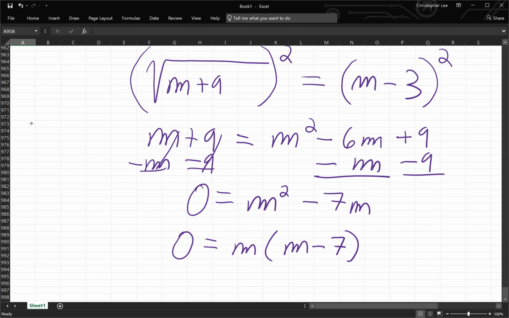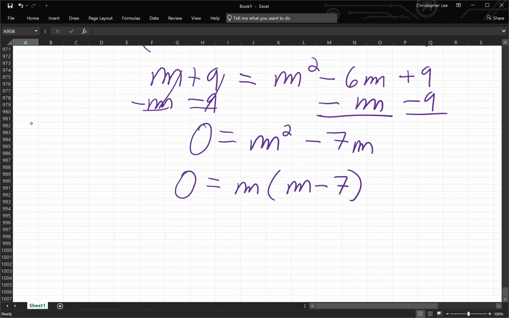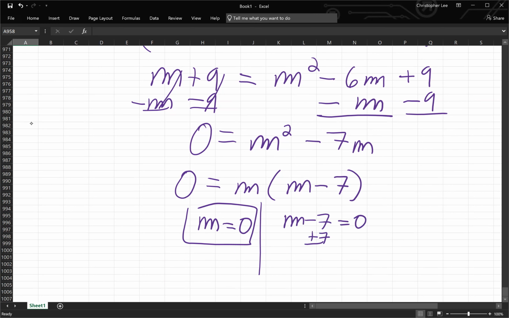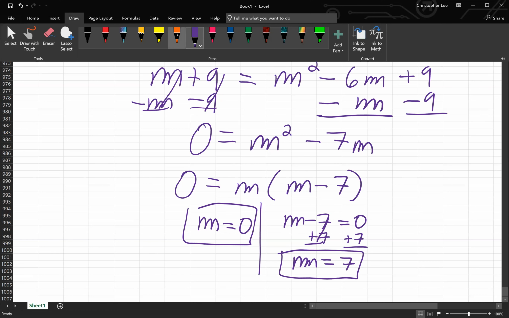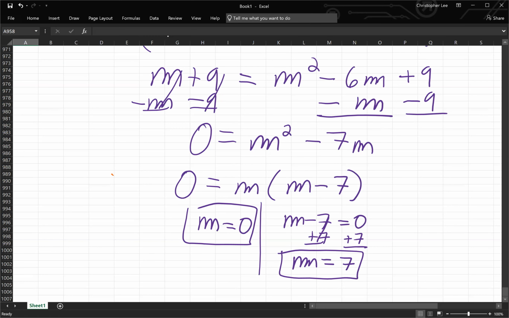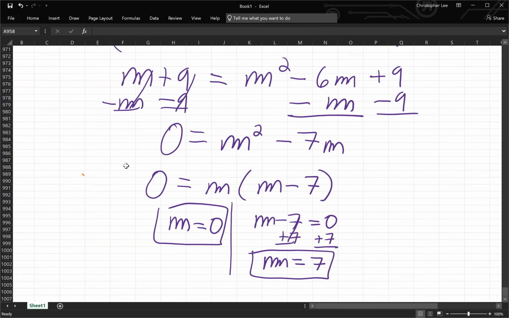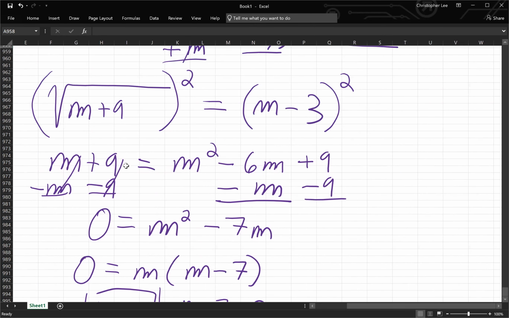And then real simple, all we're going to do is set them both equal to 0. So I have m is equal to 0. That's an answer. And then I have m minus 7 is equal to 0. I'm going to add 7 over here. What I do to one side, do to the other. So I have m is equal to 7. Right? But you know, I can't just do that, right? I got to check it, because I don't know if it works or not. Right? So let's take a look. M equals 0, m equals 7.